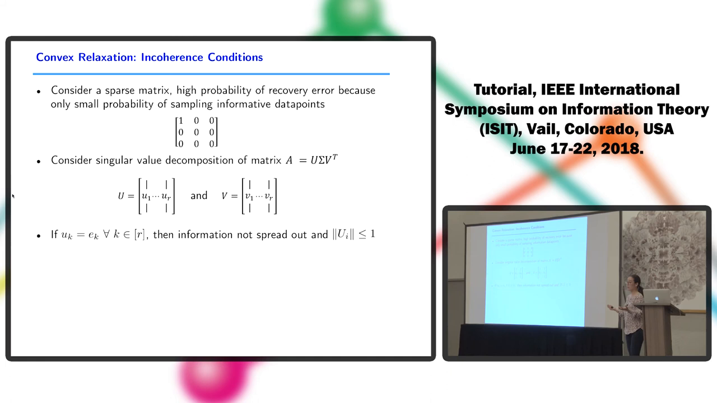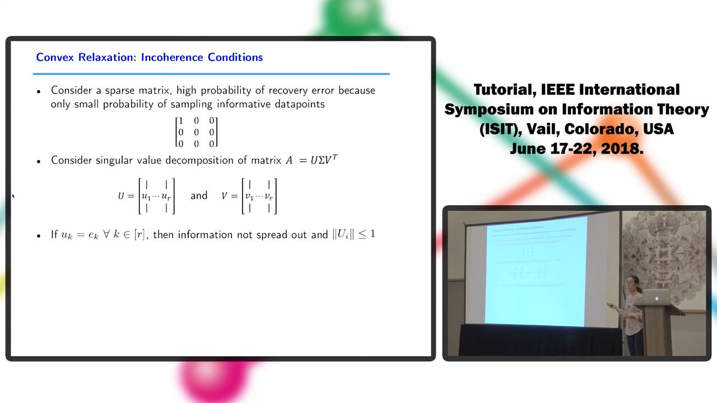Because what that means is that for every singular vector, the data associated to this singular vector is only represented on a single row. And so if these were the standard basis, then you can look at the rows of this matrix U, and again, they will look like the standard basis. And so the norm of that will be bounded above by 1.